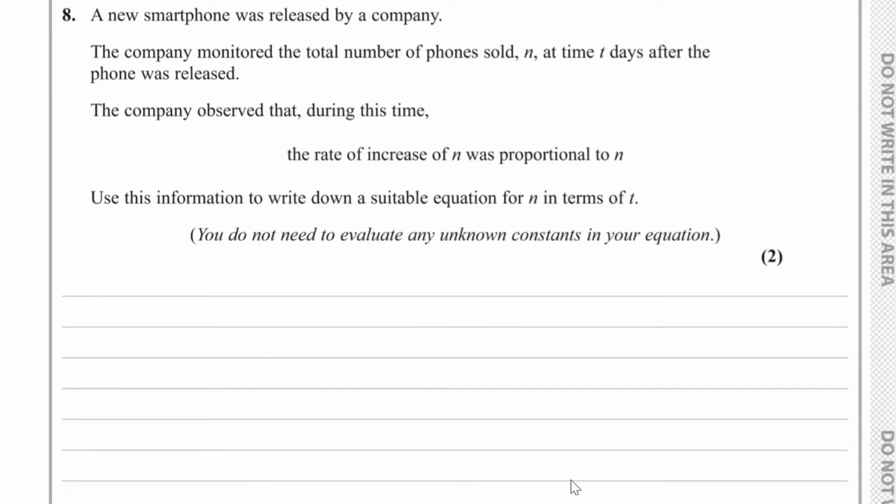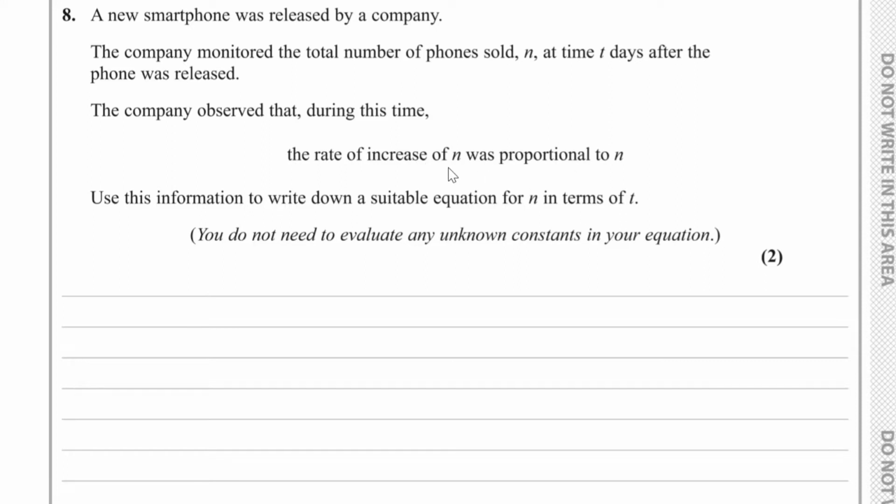Question number 8. A new smartphone was released by a company. The company monitored the total number of phones sold, N, at time T days after the phone was released. The company observed that, during this time, the rate of increase of N was proportional to N, and we have to use this information to write down a suitable equation for N in terms of T. You do not need to evaluate any unknown constants in your equation. This is actually a very tricky question in my opinion.